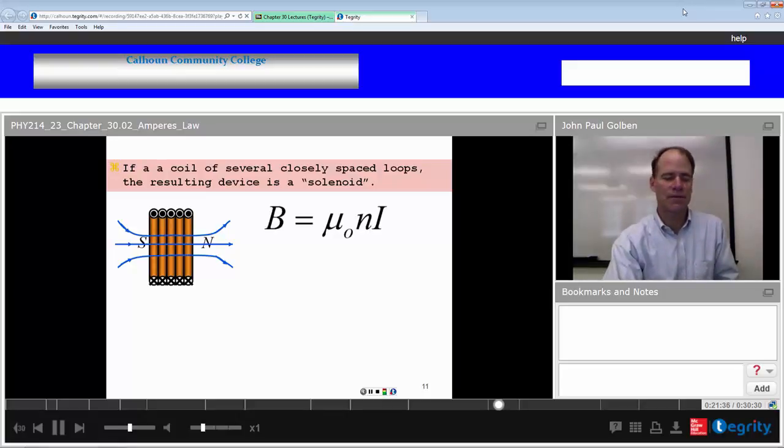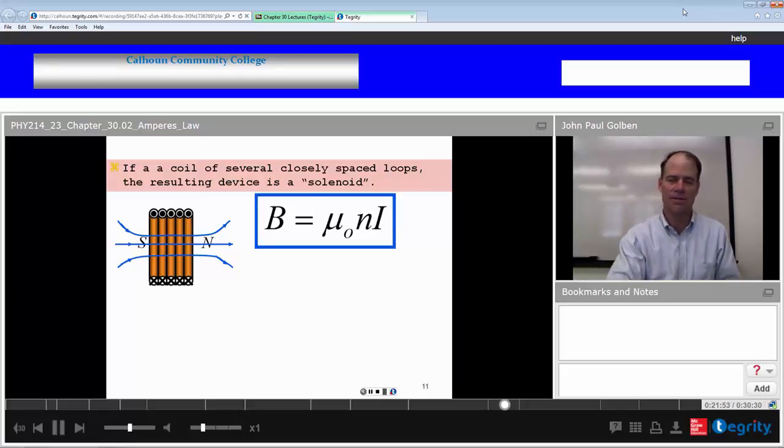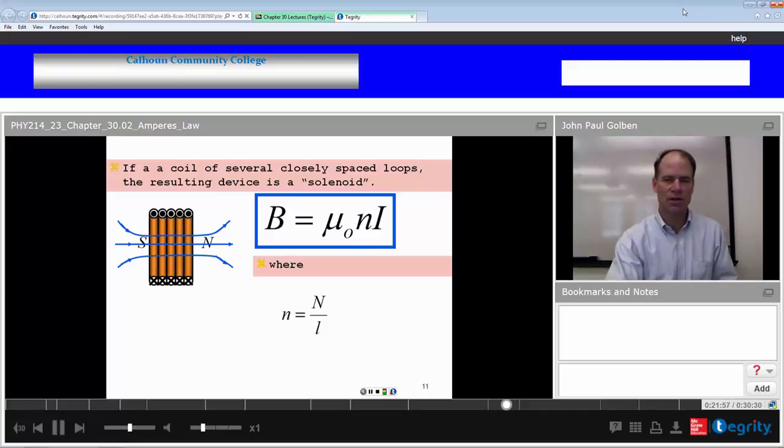The magnetic field in the center of this device, this solenoid, is equal to mu naught, the magnetic permeability of free space, times little n, which is the number of turns per length, times the current that's going through the loop in the solenoid. B = mu naught n I, where little n is the number of turns per length for the solenoid. So how many turns you have per length of the solenoid is little n.